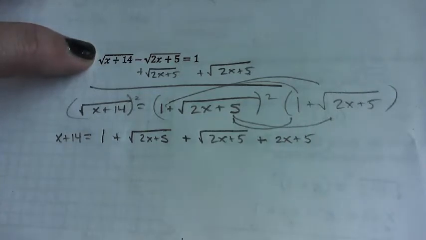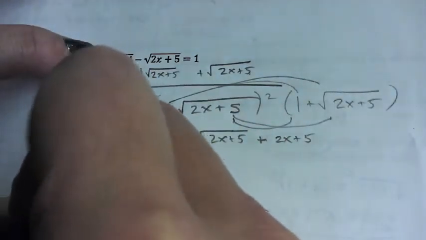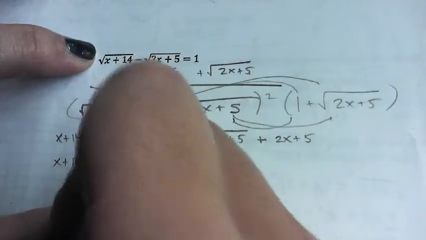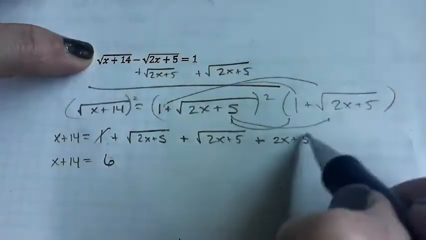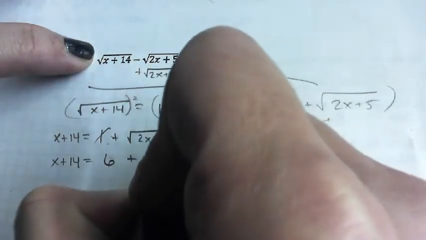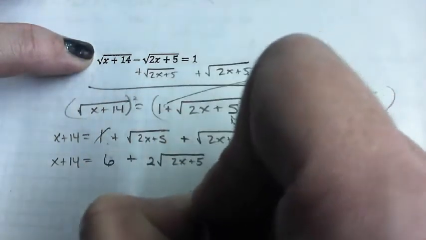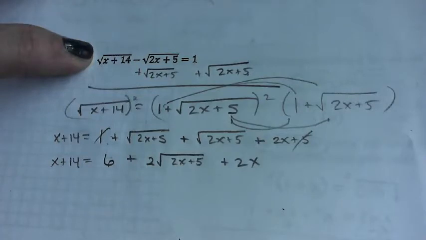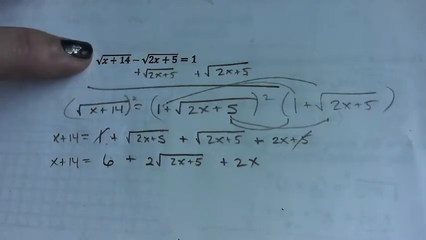So if I combine like terms now, 1 plus 5 is going to give me a 6. A root 2x plus 5 plus another root 2x plus 5 is going to give me how many of them? 2 of them. And then I have to take the process from the top, right? Re-isolate the radical, square both sides, and then that other radical will work its way out. Okay?